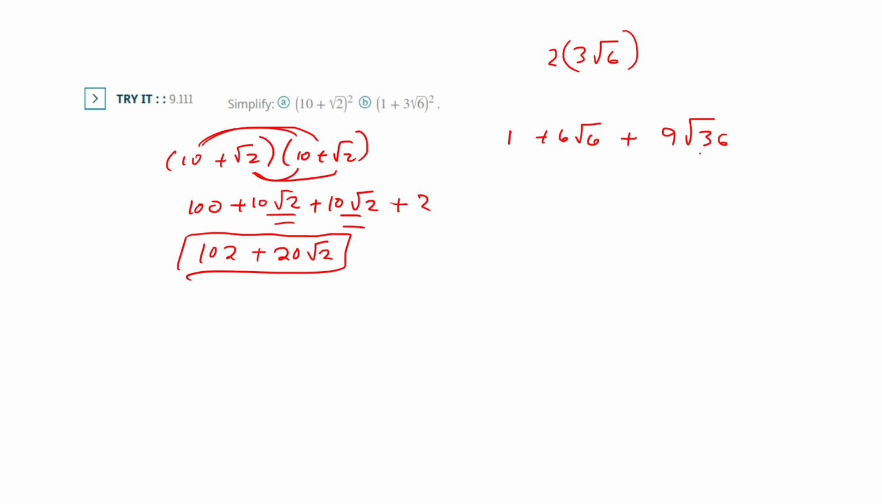Okay, now we're almost there, but this has a square root. We can tidy that up. This is 6, so we can multiply that out here. It's got to be multiplied by the 9. Now, combine any like terms. The numbers can go together.